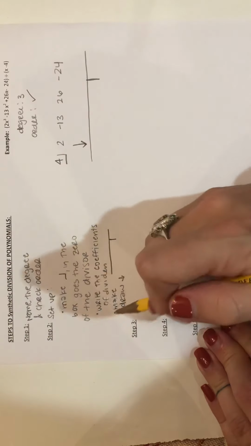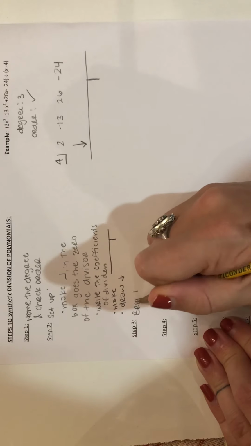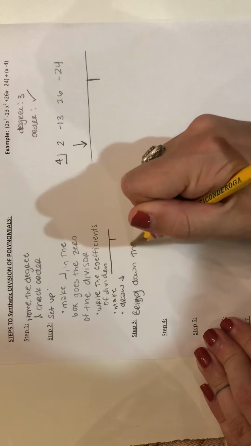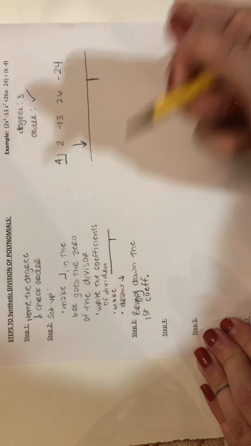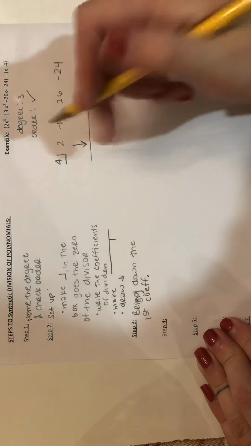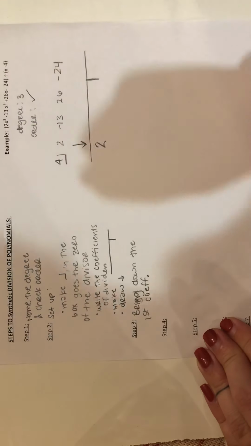Step 3. We are going to follow that arrow, and we're going to bring down the first coefficient. I'm now going to abbreviate coefficient, C-O-E-F-F, with a period. So I'm bringing down the 2 and I'm writing it.